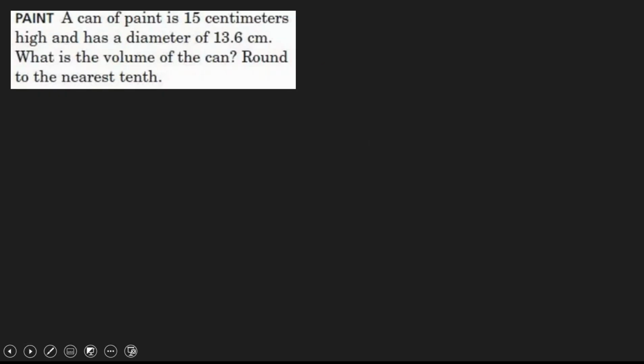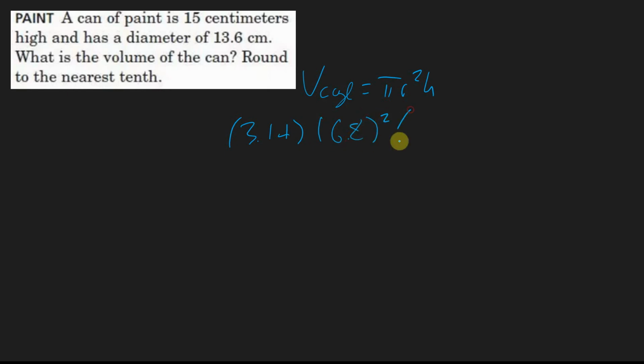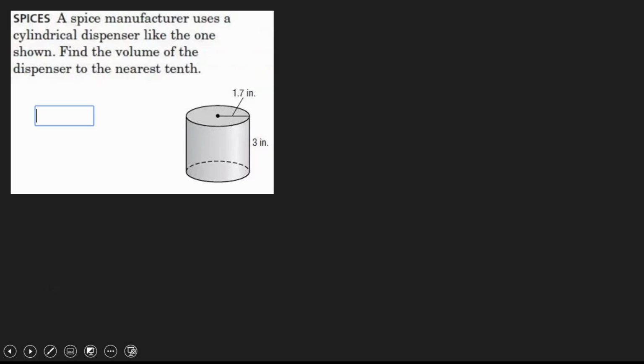All right, moving on. Okay, can of paint. Once again, a cylinder. So 15 centimeters high, diameter of 13.6. So volume of my cylinder is going to be pi r squared h. I'm going to plug in 3.14. Radius, so I have 13.6 divided by 2. I'm doing that in my calculator, and I get 6.8. That's my radius. Square that times a height of 15. All right, so that's 3.14 times 6.8 times 6.8 times 15, all in my calculator, and I get 2,177.9 cubic centimeters.